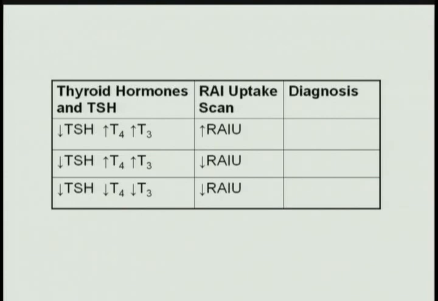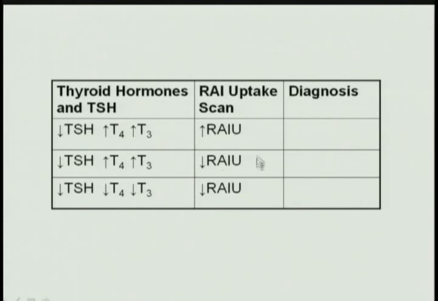So I want you to take especially from this slide how to use the radioactive iodine uptake to differentiate between primary hyperthyroidism and hyperthyroidism due to subacute thyroiditis. These first two cases right here, these two are very important. That's the typical case where we use the radioactive iodine uptake scan to tell us the difference between one and the other.